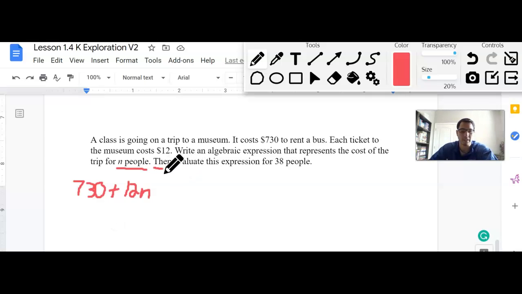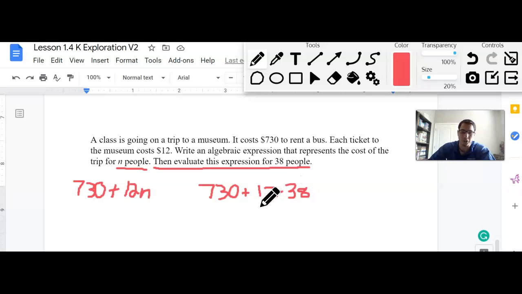The last part of it says, then evaluate this expression for 38 people. So we have $730 for our bus plus $12 for a ticket times 38 people going into the museum, so we need 38 tickets. That would be the total cost for this trip.